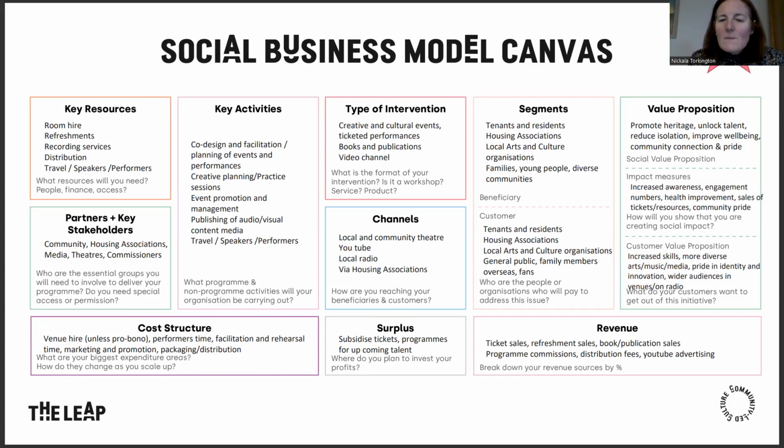So I'm going to start in the box that says segments, because that's the people involved. Who are the beneficiaries and the customers? And the people they knew is their tenants and residents from a local housing association, and they're the initial people who are going to benefit from this. And ultimately, in addition to those people with the ideas and the people who might help support to make it happen, there are local arts and culture organisations who are going to benefit from this. And then local families, young people, and wider diverse communities are going to benefit from this.